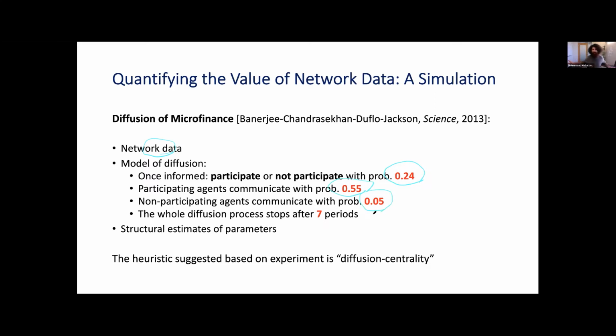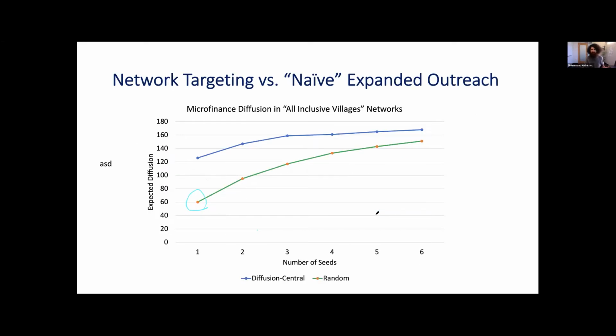And I do this for all 75 villages, each one of them 1,000 times, and look at the average total participation, average total information diffusion, how many people were eventually informed. This is the number I get, 60. If I do the same thing by picking the most diffusion central node, I get 127. So this immediately tells you network targeting significantly helps diffusion by a factor of 2, in fact, more than 2.